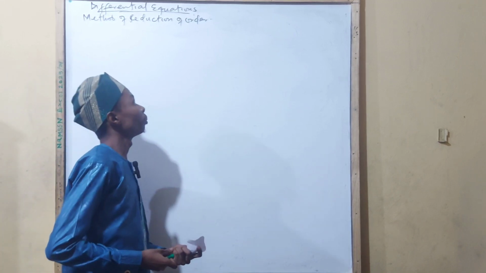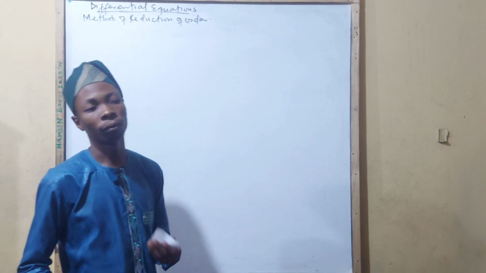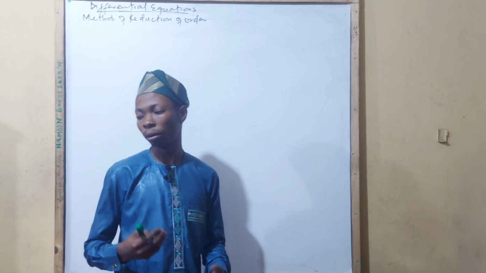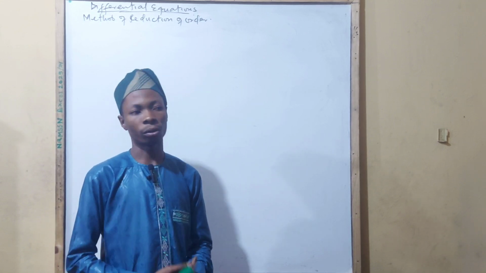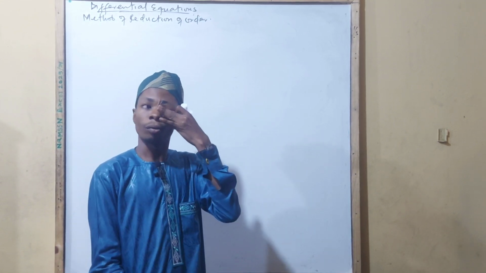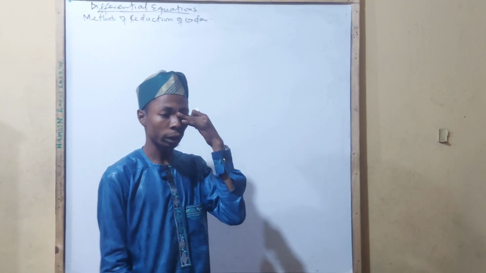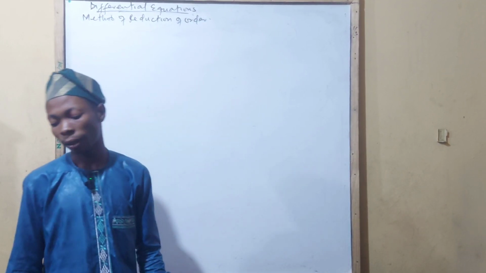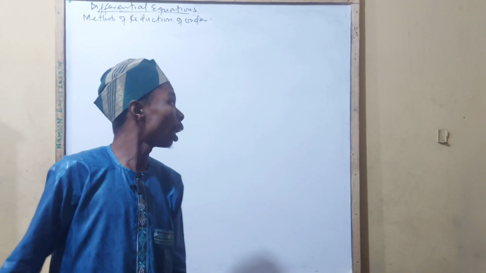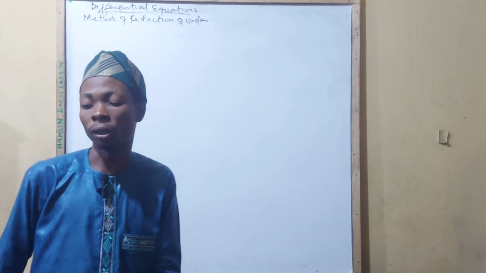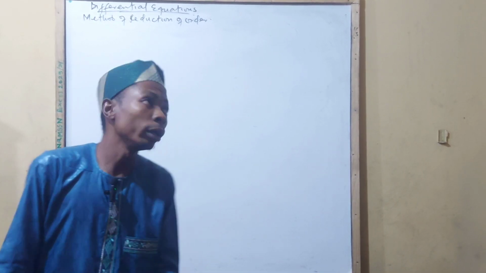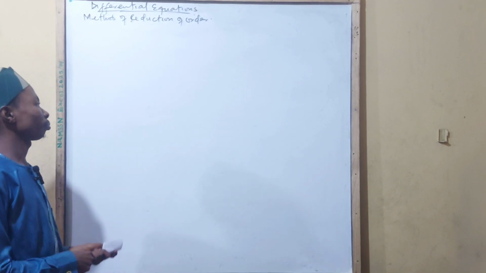So in the previous mathematical method, we learned how to solve differential equations of first order and second order. For first order, we have several methods of solving it: linear equation, homogeneous, exact, and inexact. For second order, we learned how to use undetermined coefficients. So here now, this is reduction of order.